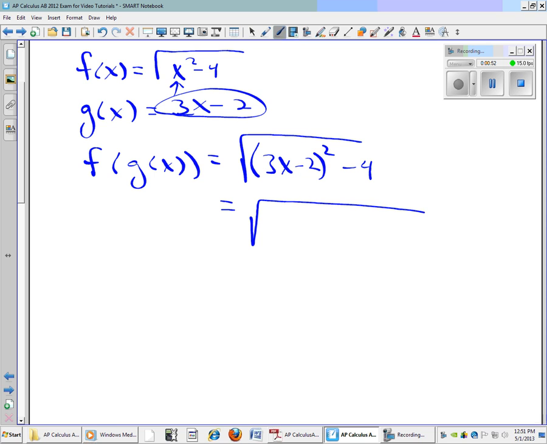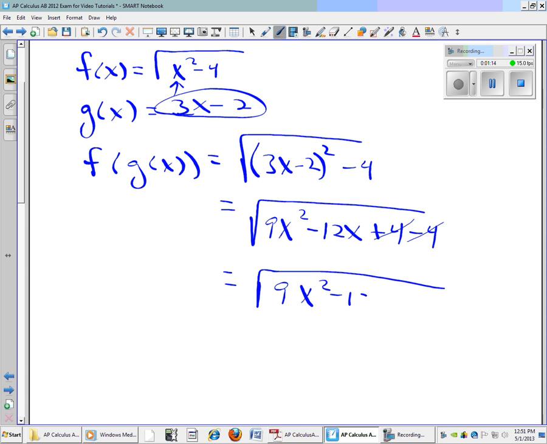If we square 3x minus 2 times 3x minus 2, we'll get 9x squared minus 12x plus 4. And then bring down the negative 4. Let's simplify. The 4 and the negative 4 cancel, which will leave us the square root of 9x squared minus 12x.